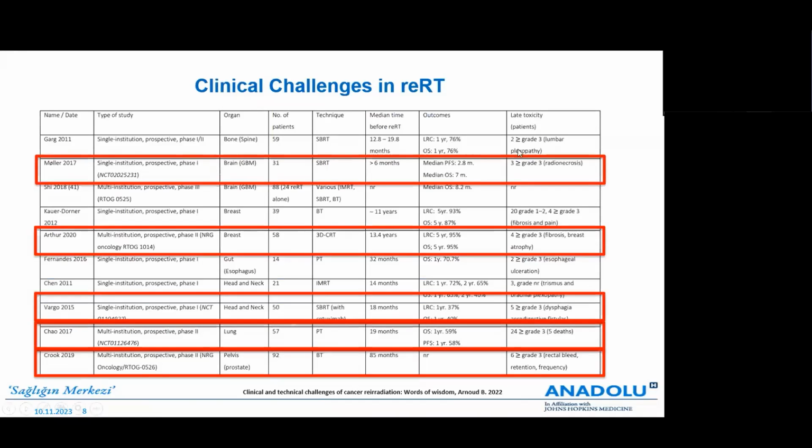If you look at the toxicities, there are some patients in each line. Sometimes there are 3 patients; in another there is a breast case with 4 patients, and there is a lung case below, where 24 patients were affected by grade 3 toxicities. So if you are doing a re-irradiation, you should take toxicities into account, which means that you should be careful about giving your dose to the proper area.